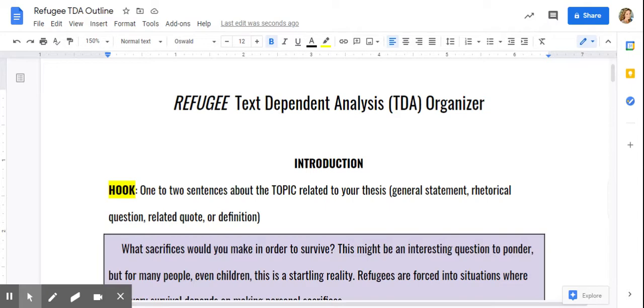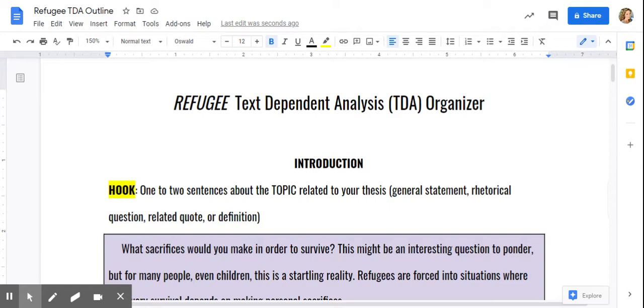I am going to be walking you through how to write the TDA in a few short series of videos. Today's focus is just going to be on writing the introduction of your TDA, which stands for your text dependent analysis. Text is the book Refugee. Dependent is what you write is dependent on that text, and you will use that text to help you make analysis. And analysis is just your original thinking about a text.